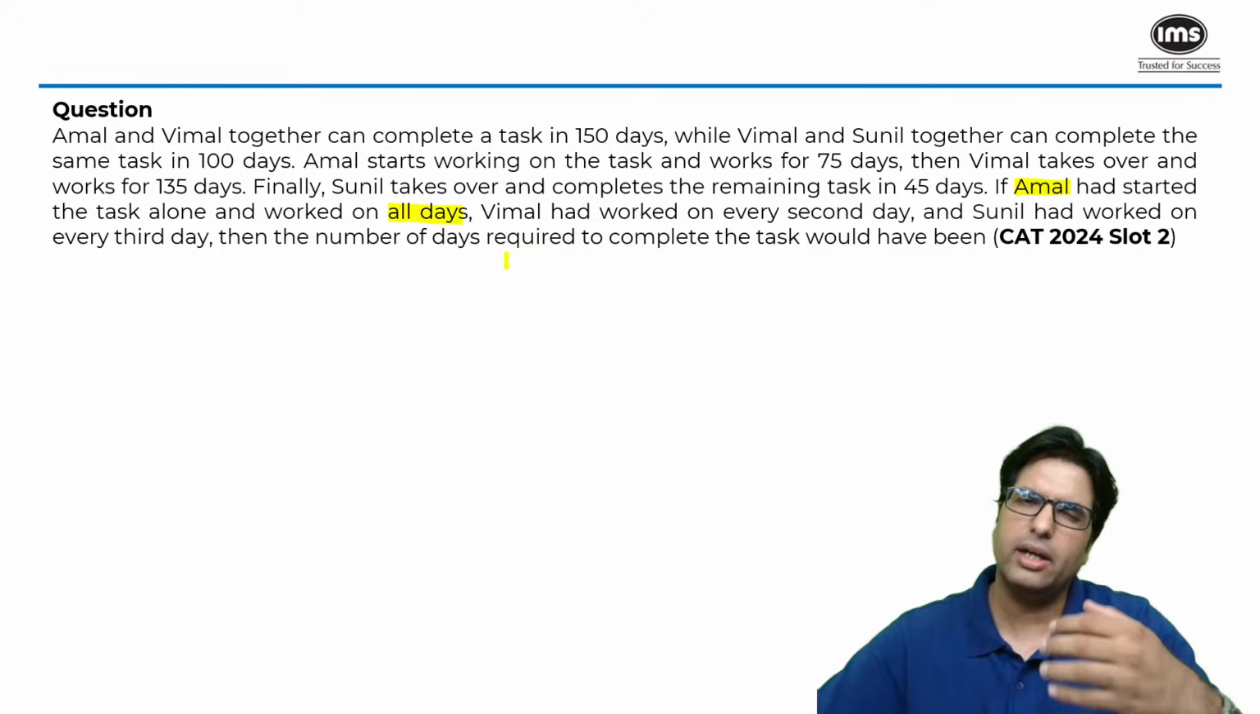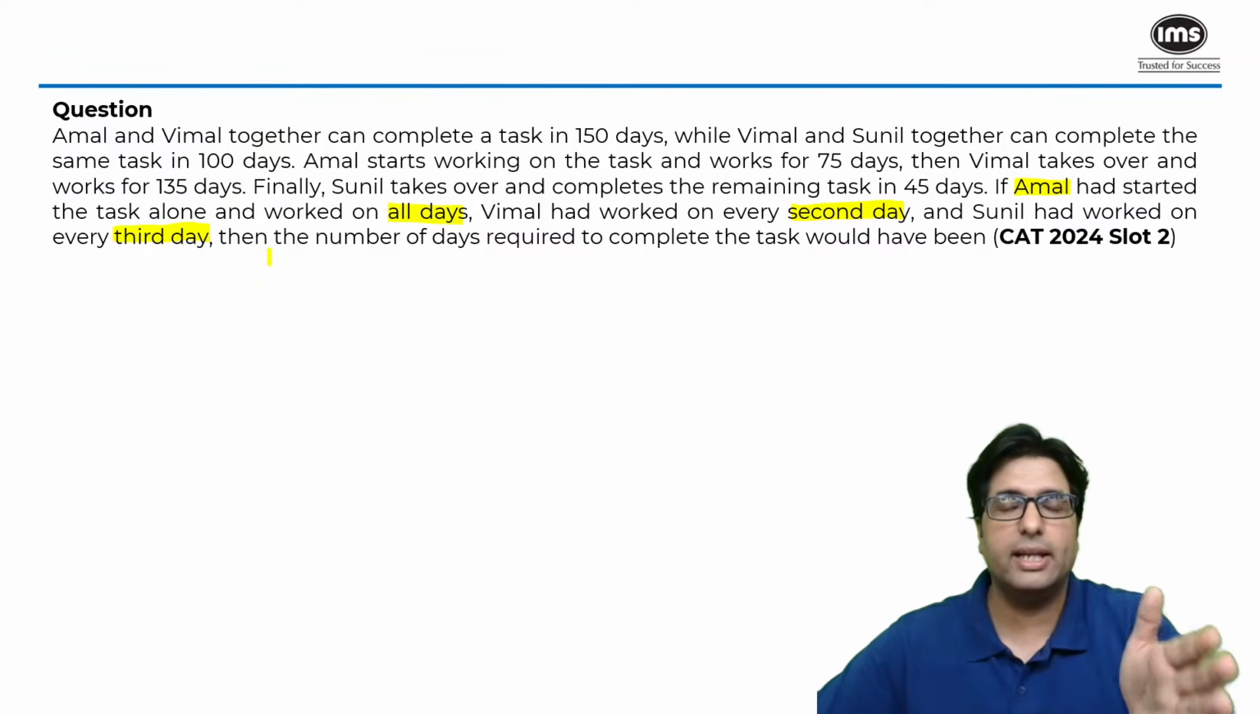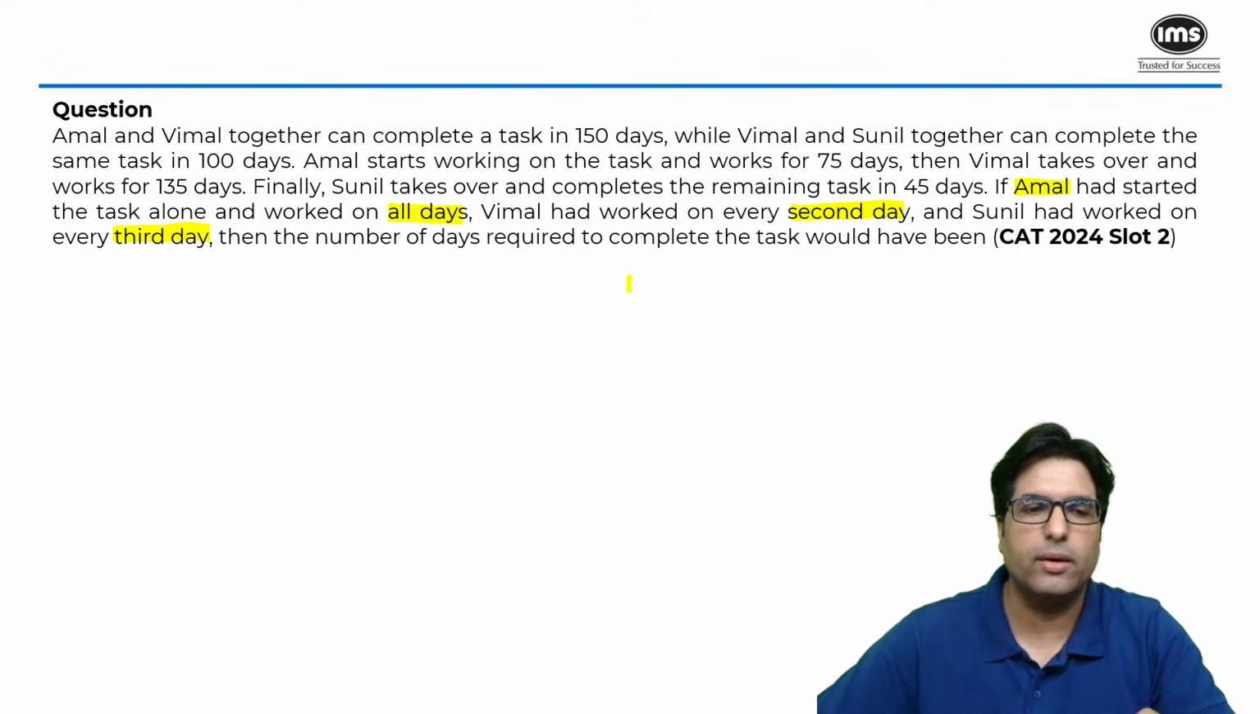So day 1, 2, 3, working every day. There is another person V who is working every second day. So you will have somebody working on day 2, day 4, day 6, day 8, every second day. And Sunil had worked on every third day. So there's a person working on day 3, day 6, day 9, and so on. Is there a particular pattern? Can you tell me if at all we'll get a pattern?